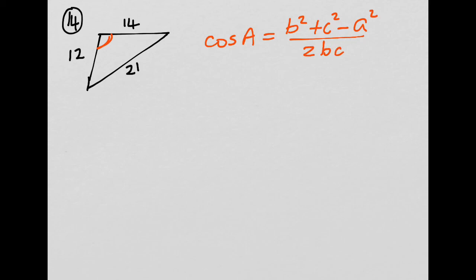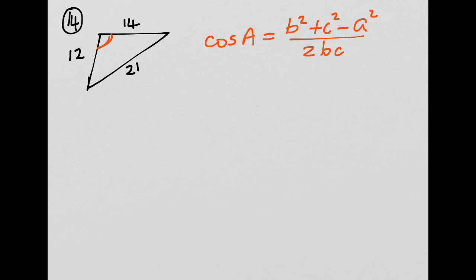And then lastly, number 14, calculate the size of the acute angle in the triangle. Well, here's the triangle. The acute angle is the biggest angle, so that's that one there. If I know the three sides in a triangle, that's an indication to me that I've got to use the formula cos A equals B squared plus C squared minus A squared over 2BC. So take these numbers, which are over here.